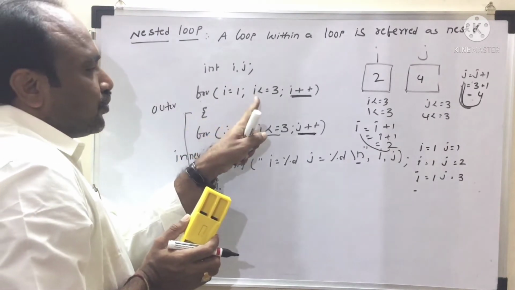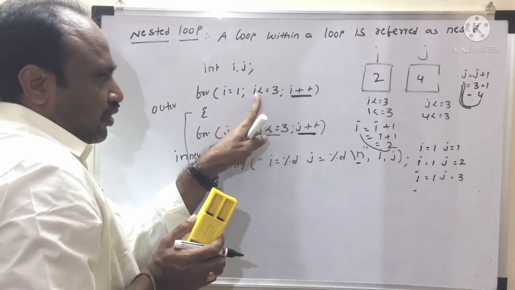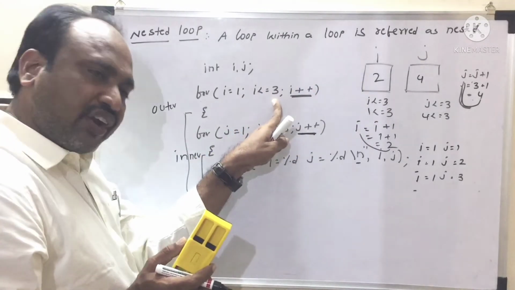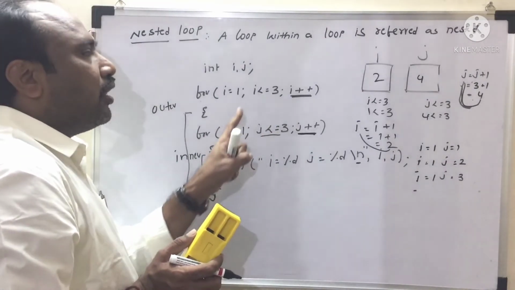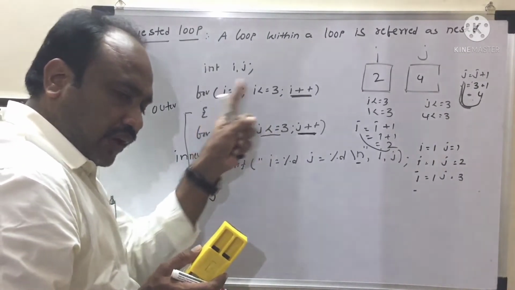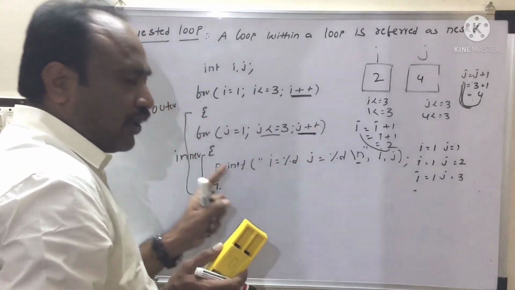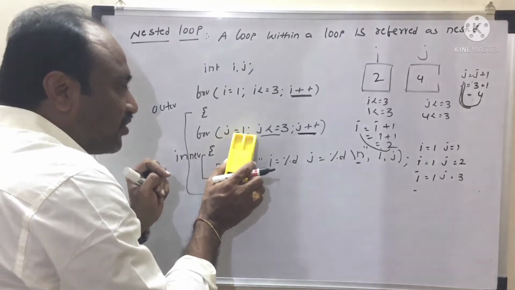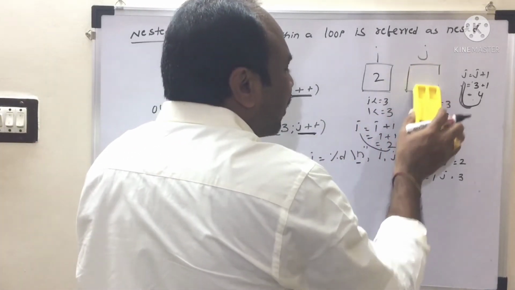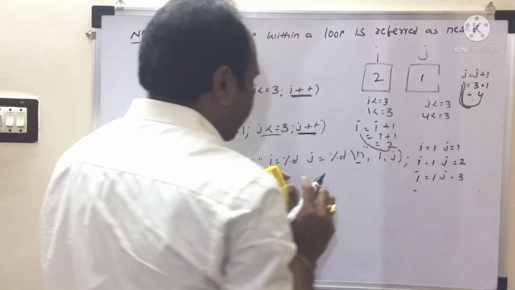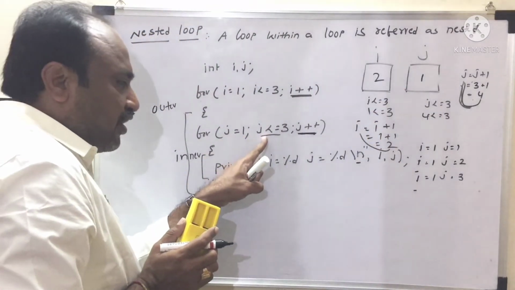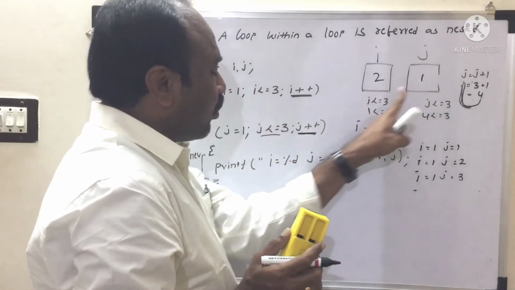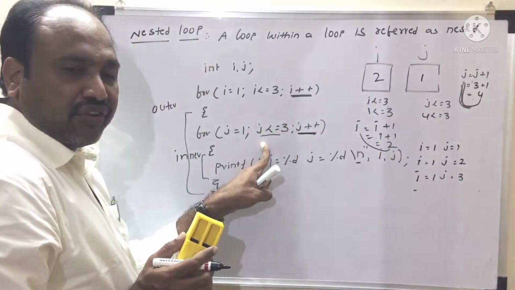Now check the condition in the outer for: 2 less than or equal to 3. i value 2 less than or equal to 3, condition true. If the outer for loop condition is true, then the inner for loop is executed again repeatedly. Again go to the inner for loop. Now again j value becomes 1. Check the condition in the inner for loop. j less than or equal to 3. What is the value of j? 1 less than or equal to 3, condition true.